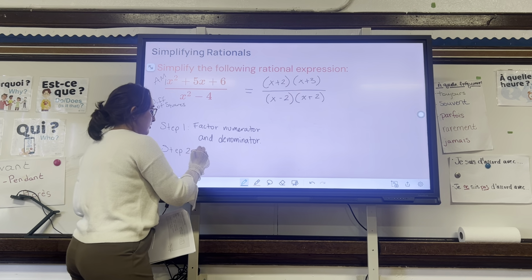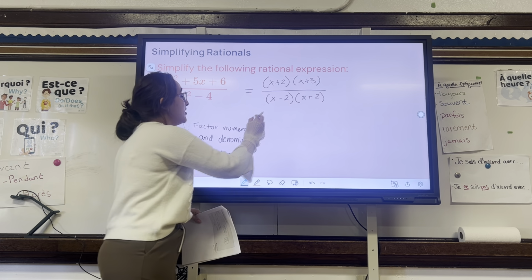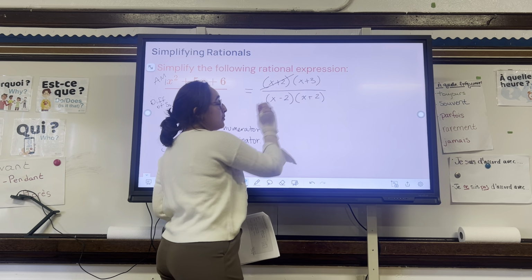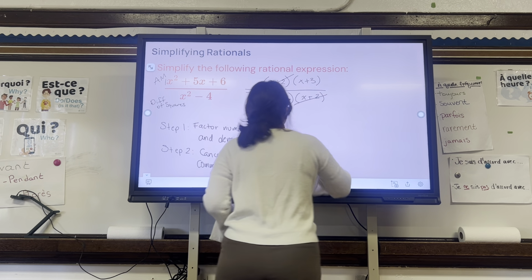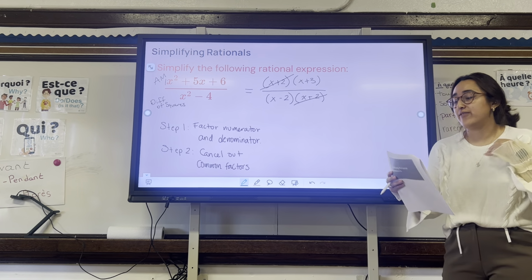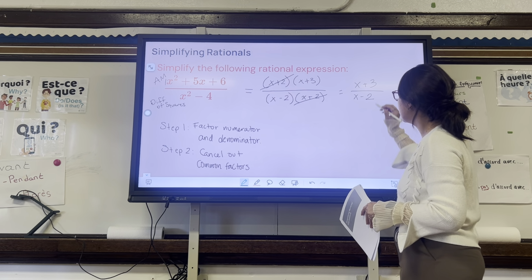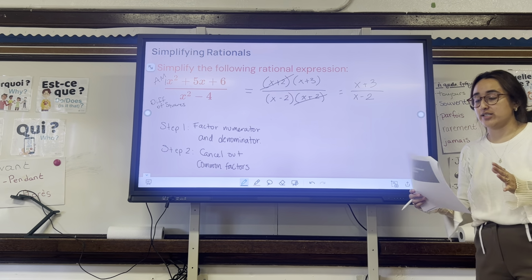Cancel out the common factors. So up top, you'll see we have an x plus 2, and at the bottom, we also have an x plus 2. So that will be eliminated. And your final answer will be x plus 3 over x minus 2. And that is your final answer.